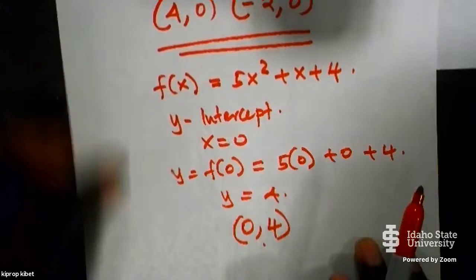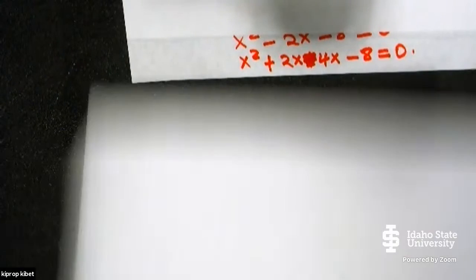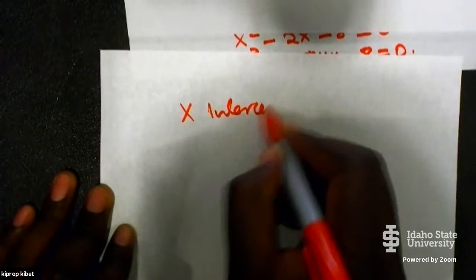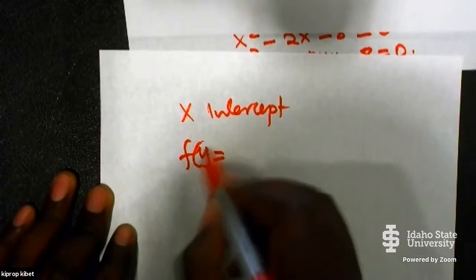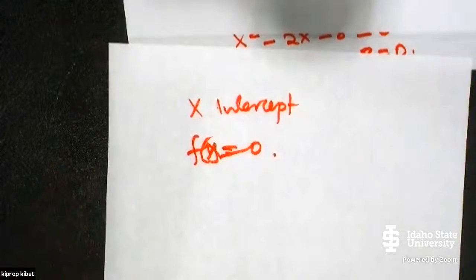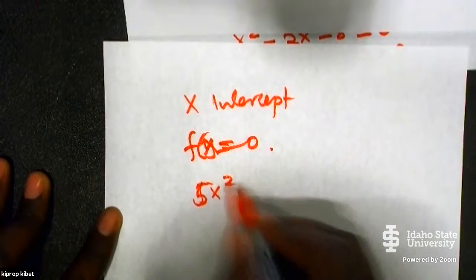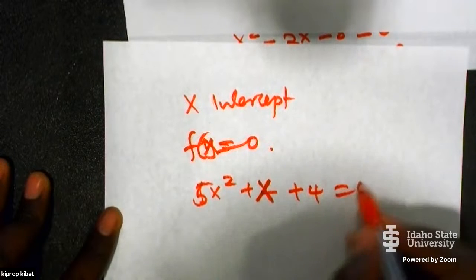Now, how should we get the x-intercept? Our x-intercept is when y equals, when f of x equals what? Equals 0. So our f of x there is 5x squared plus x plus 4 equals 0.